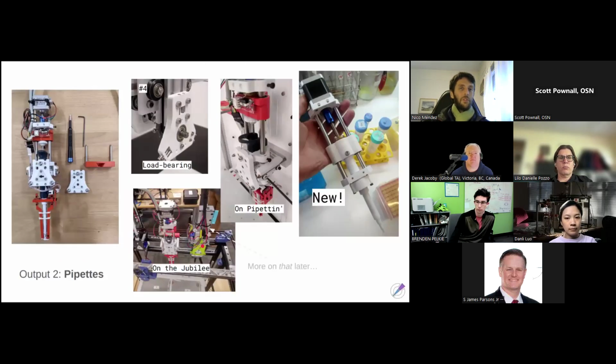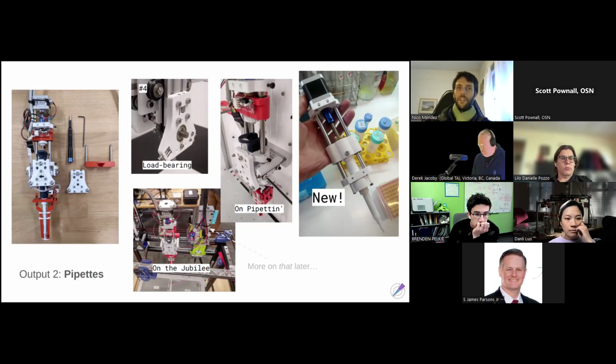The second output, I think one of the most important ones, is a pipette. So the first pipette we had is just an adapter for Gilson single channel pipettes. It works really well. And one of the ideas was to keep it interoperable with other existing projects, and that's the reason why there's a Jubilee here.